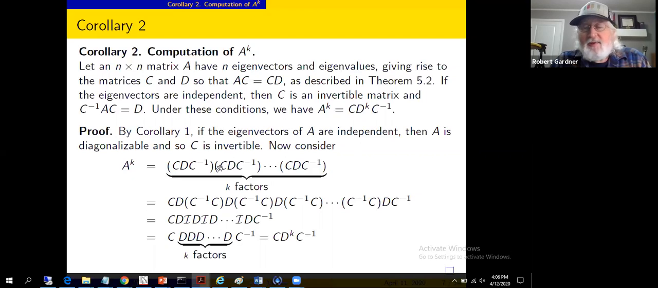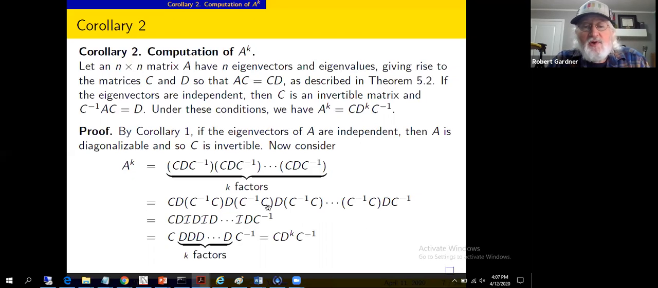And look what happens. This is the punchline. The C inverse and the C are side by side. So we can use associativity to rearrange this product and get C, D, C inverse C, grouping those two together, then D, C inverse C, grouping together the C inverse and the C that follows it, D, C inverse C, D, C inverse C, D, and the final C inverse.